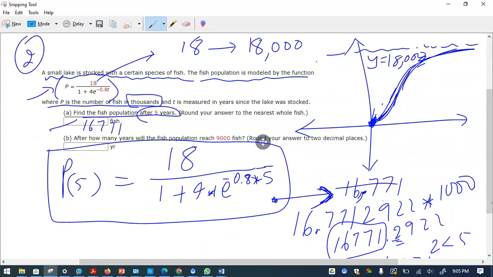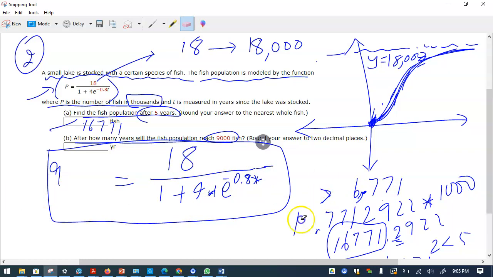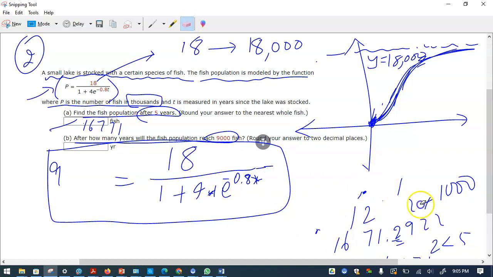Now the second question is, after how many years will the fish be 9,000? So I'll have to take this off and put 9,000 there, means just a 9. And then the t, I have to take this off. That's what we don't know. When will this be 9,000? So this will be t. We don't know this t. So that's the goal. What is this t?